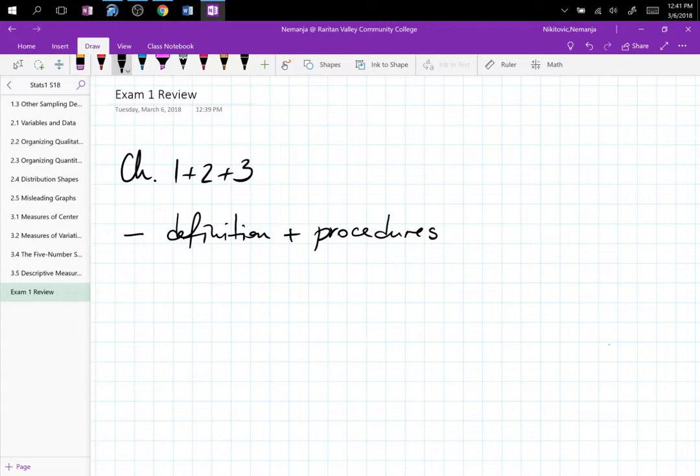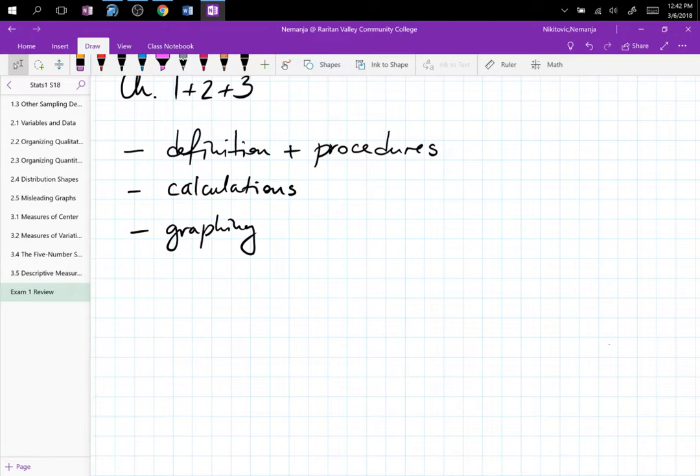And then we have calculations. And then we have graphing. When I say graphing, clearly we're talking about histogram, stem and leaf, the dot plot, the box plot. So let's go into details now. The exam consists of these things. If I have to put numbers, let's say 3 questions over here, 5 questions over here, and 2 questions over here for a total of 10 questions.